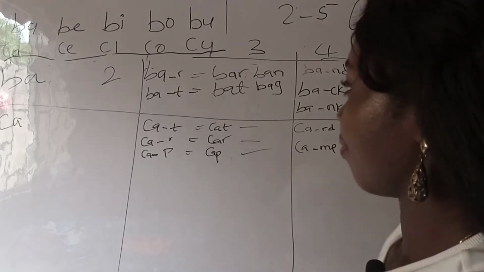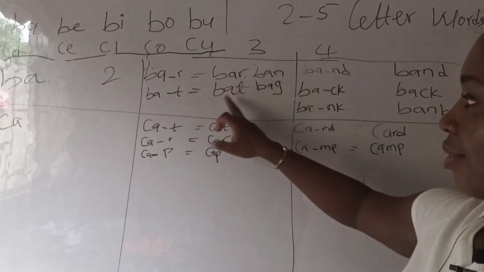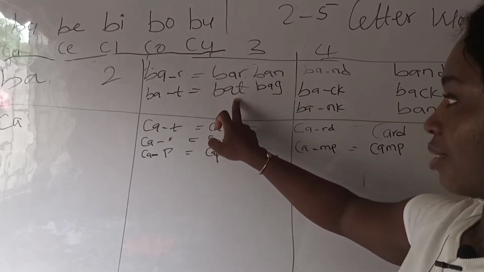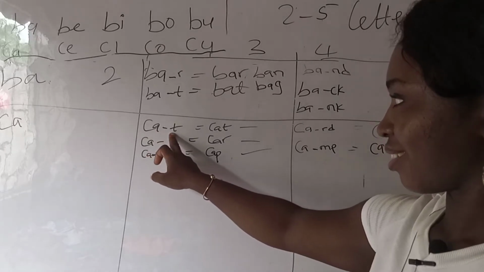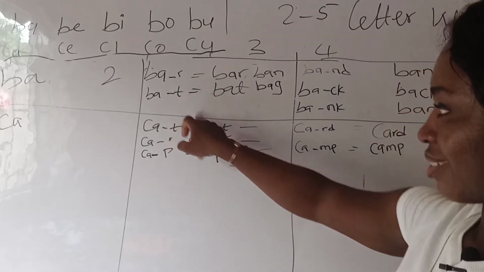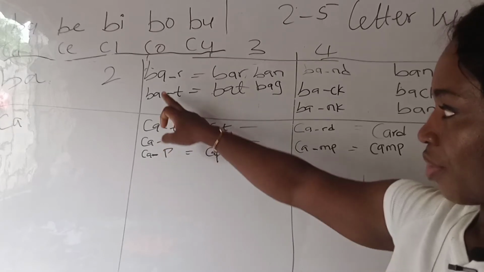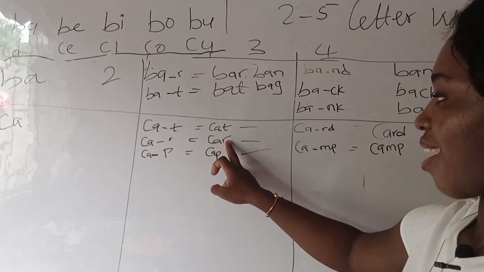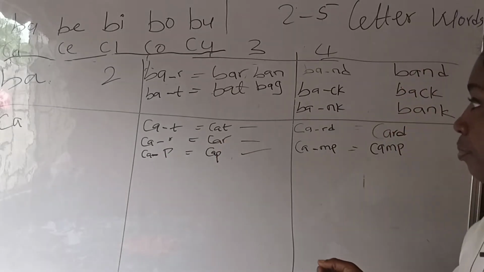So we have ba, we have ban. We have bat. We have bag. We have cat, just like we have bat, cat. We have car, just like we have ba. We have car. We have cap.